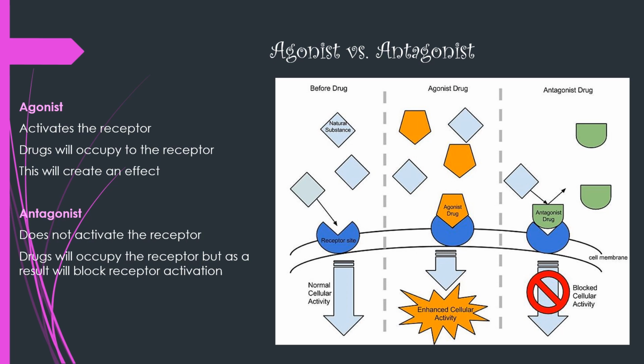Agonist versus antagonist. An agonist drug will activate the receptor. Drugs will occupy this receptor, meaning they'll fit in the receptor, and as a result, it will create an effect. So the receptor shown in the picture is actually a macromolecule that binds a drug and mediates its pharmacological action. An antagonist, which is the opposite, will not activate this receptor. Drugs will occupy the receptor, but as a result will block receptor activation. Therefore, there is no effect.